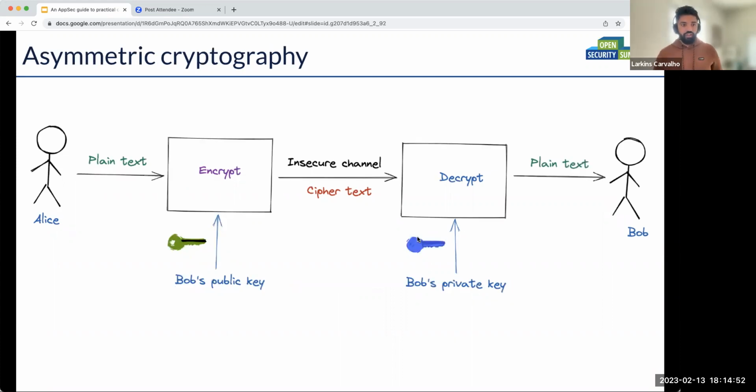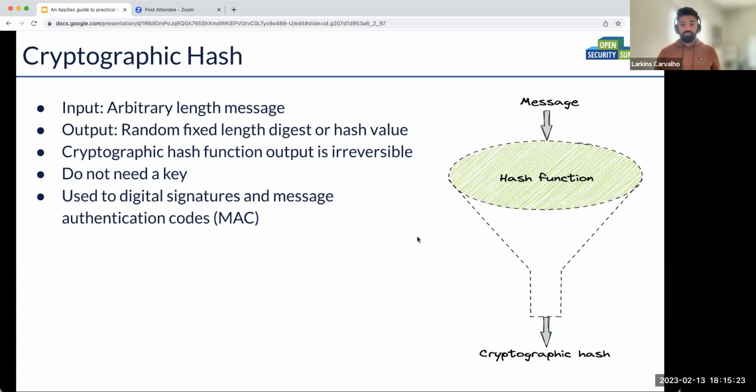Asymmetric cryptography. In asymmetric cryptography, we make use of two different keys, a public-private key pair. So here, if Alice wants to send data to Bob, Alice will use Bob's public key to perform encryption and send it over an insecure channel to Bob. Bob, to recover the encrypted data, will use his private key to decrypt and view the plaintext data.